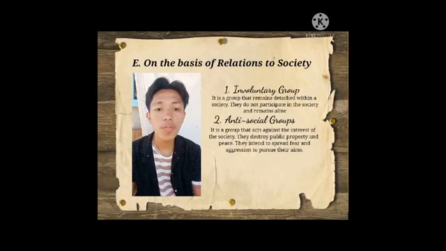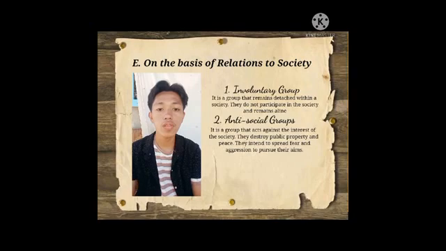On the basis of relations to society, George Sassens has divided social groups into the following. First, asocial group. It is a group that remains detached within the society. They do not participate in the society and it remains alone. Example, introverts, people with adjustment problems or psychological anomalies, drug addicts, criminals, thieves, and murderers.